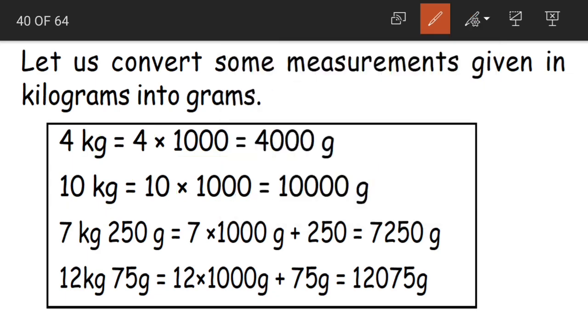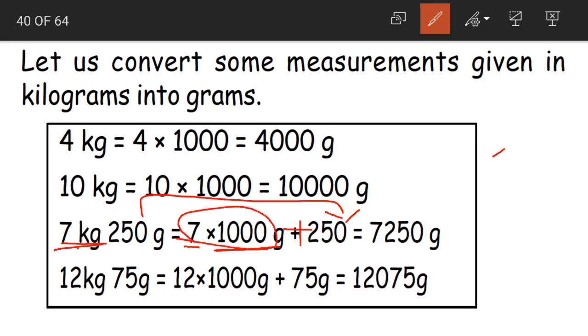Coming to example 3, 7 kgs and 250 grams. Yes children, we've already done a similar problem while converting kilometers into meters. Suppose this was 7 kilometers and 250 meters. What did you do? You kept the 250 meters as it is, and only the 7 kilometers we multiplied by 1000. In the same way even here, these 7 kgs, so 7 has to be multiplied by 1000 grams plus our 250 grams is written as it is. Why? Because it is already in grams, we will not multiply it with anything.